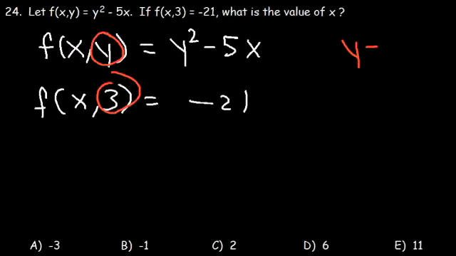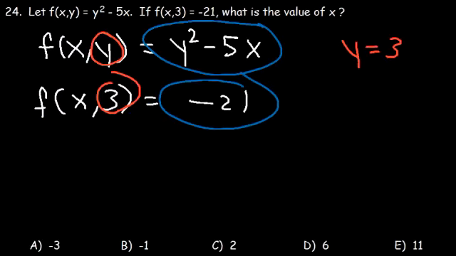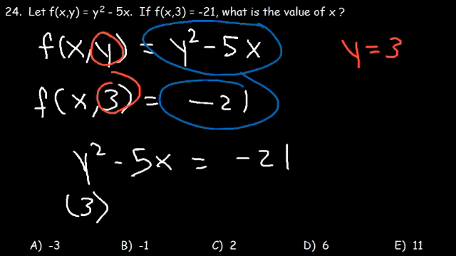So we know that y is equal to 3. Notice that the left side is equal to the left side of the second equation. Therefore, the right side of the first equation must equal the right side of the second equation. So we're going to set those two equal to each other. So y squared minus 5x is equal to negative 21. And we know that y is 3. So this will allow us to solve for x.